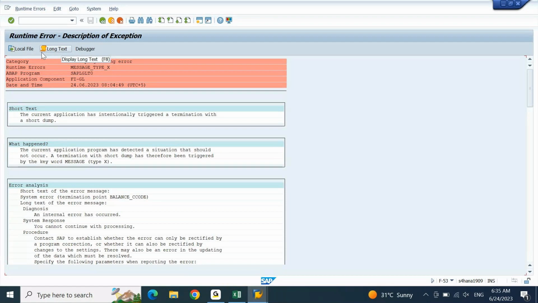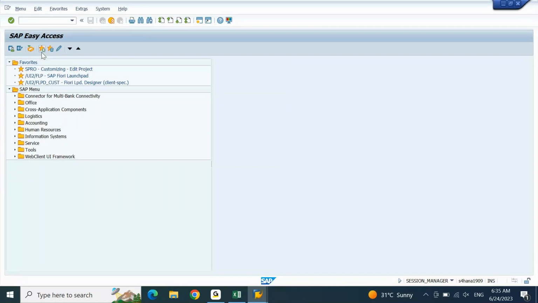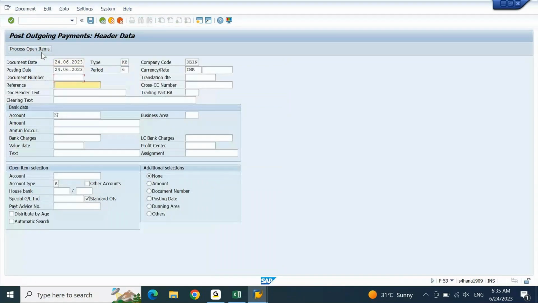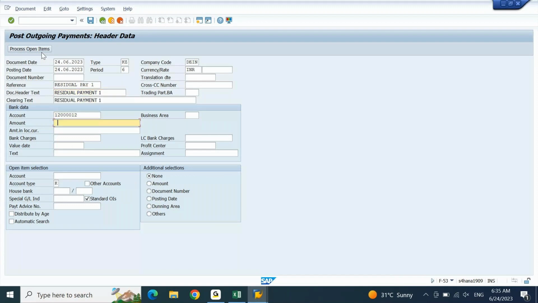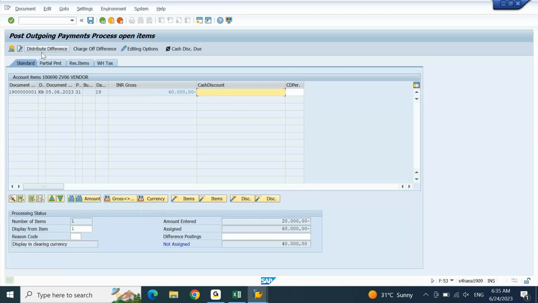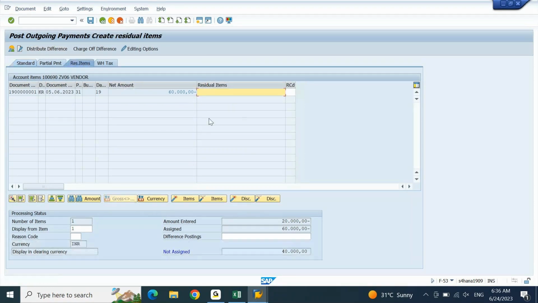What I will do, I'll try to pass one more time. F-53. Let's assume that this error is coming because of document splitting. Now, why are we assuming that this error is coming because of document splitting? For the reason, let me simulate once again. Payment amount is 20,000, so the balance amount is negative 40,000.